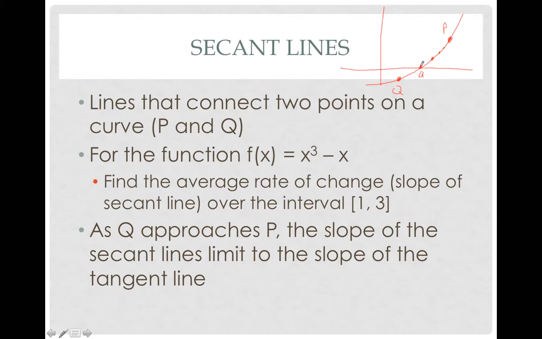I mean, the limit as Q approaches P is the slope of the tangent line, and we're going to write that a little bit differently in a few seconds. Basically saying, as the distance between the two x values goes to 0, the slope of the secant line comes close to the slope of the tangent line. The tangent line is just the line that comes down, touches P, and continues on. That's the only point of contact.